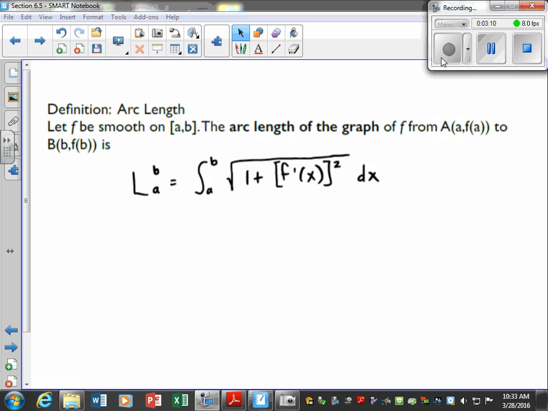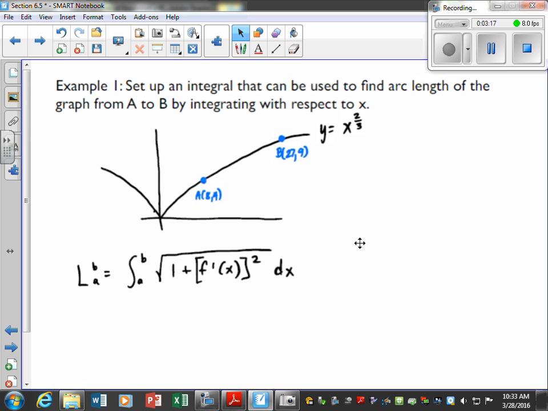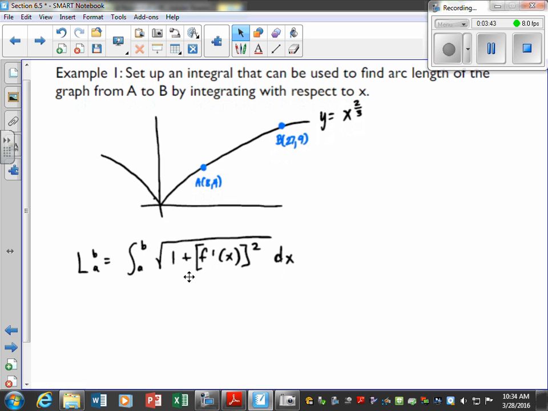Okay, so our primary focus is to be able to actually evaluate using this formula. In our first example, it says set up an integral that can be used to find the arc length of the graph from A to B. So they tell us a particular portion, so we only care about the arc length from A to B, integrating with respect to x. In this case, our given function is y equals x to the 2/3. I roughly sketched that out, not that you always have to. A lot of these you don't have to do the sketch, but you can if you prefer. So I wrote our formula down, and we're going to do some work.